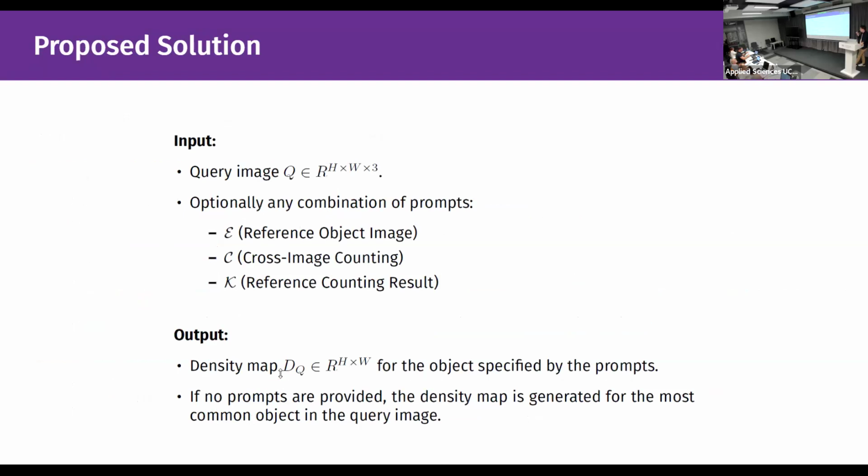We input a query image, and optionally any combination of these prompts. And we want to get the density map for the object specified by those prompts. We also support the referenceless mode. So if no prompts are provided, we generate the density map for the most common object in the query image.